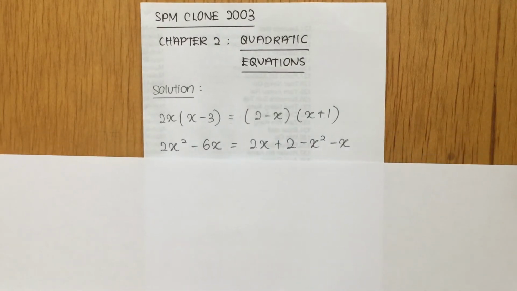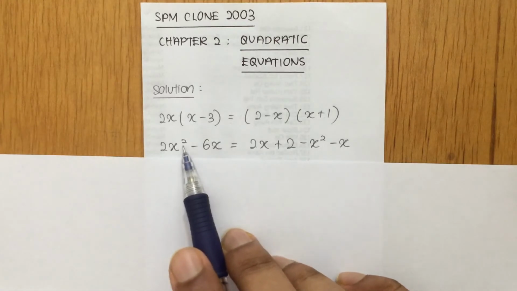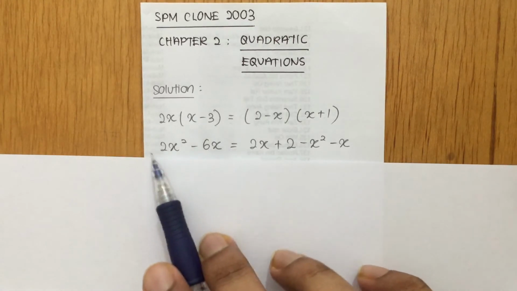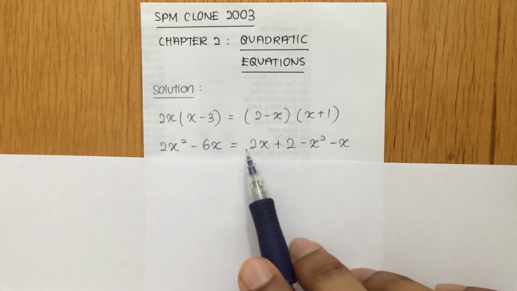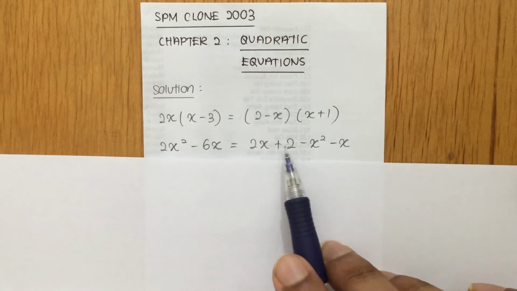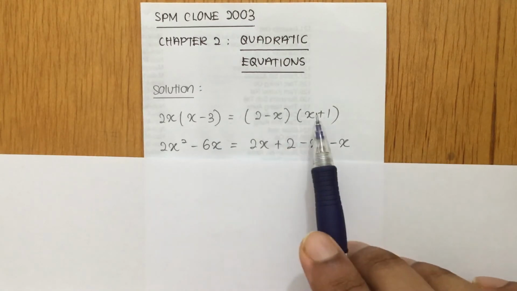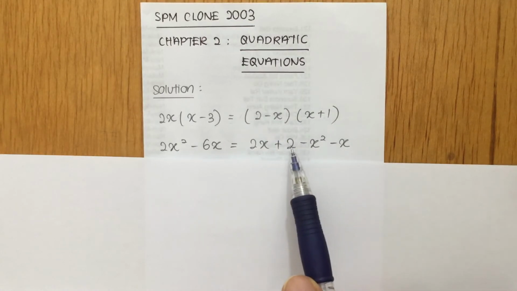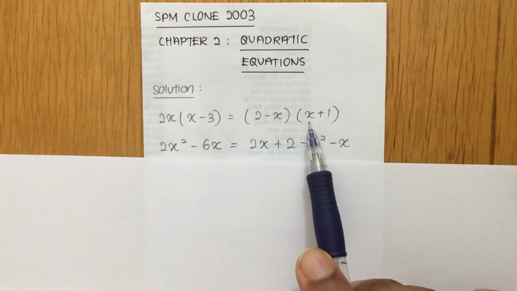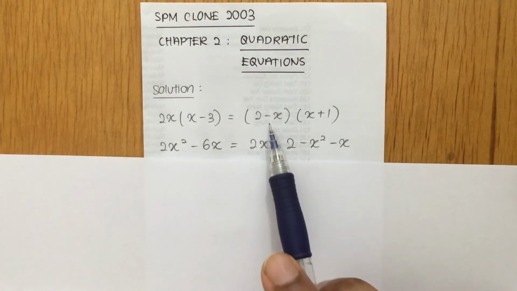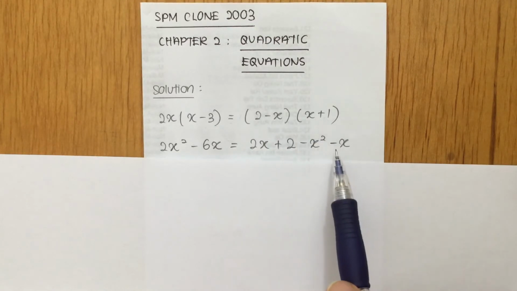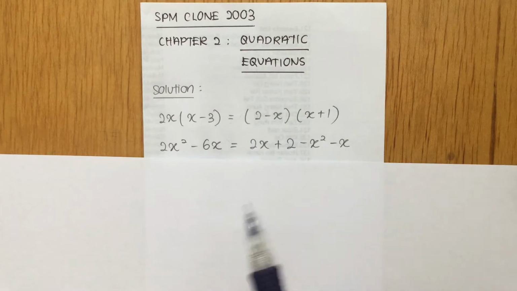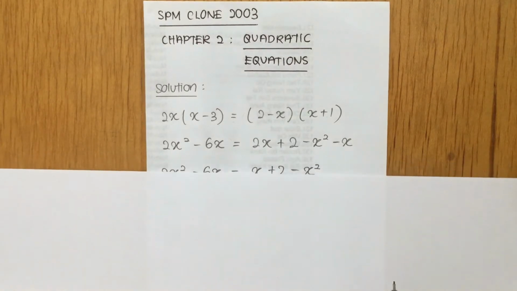So from here, once you expand, you should get 2x squared minus 6x, so this is for the left hand side. As for the right hand side, you should get 2x plus 2, so 2 times with x, you should get 2x. 2 times with 1, you should get 2. Negative x times with x, you should get negative x squared. Negative x times with 1, you should get negative x. Okay, so let us continue to the next step.